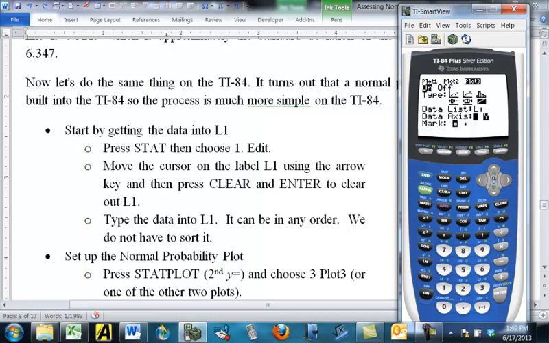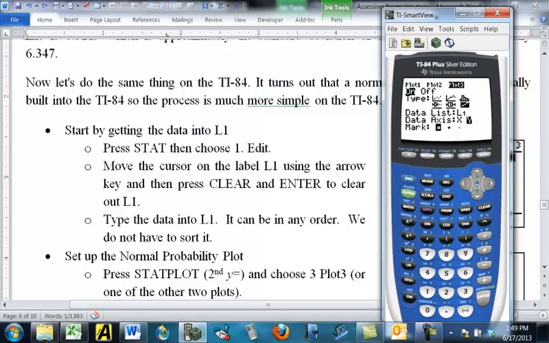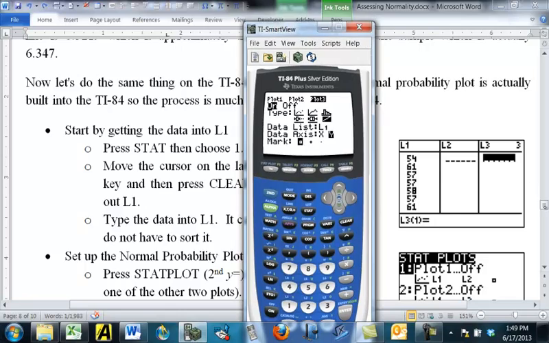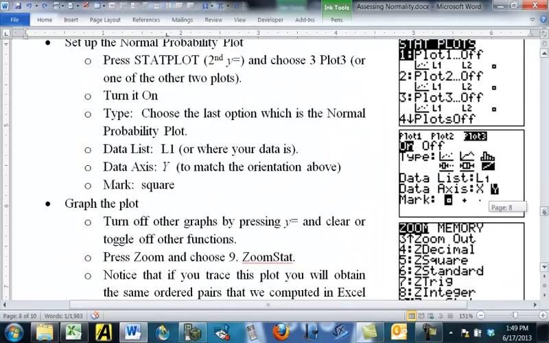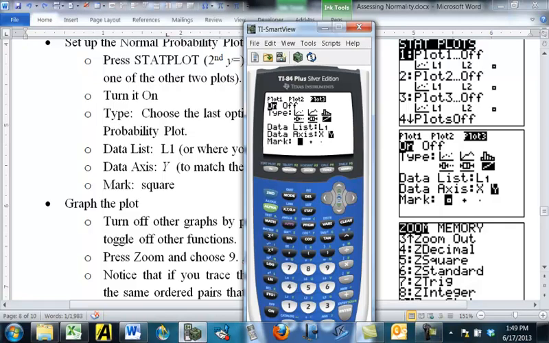To do it the way that I'm doing here in these notes, we want the data on the Y axis and the expected z-scores on the x-axis. So we're going to choose Y and then the mark. So we should basically have it selected like this. Okay, and so you have that demonstrated for you right there.